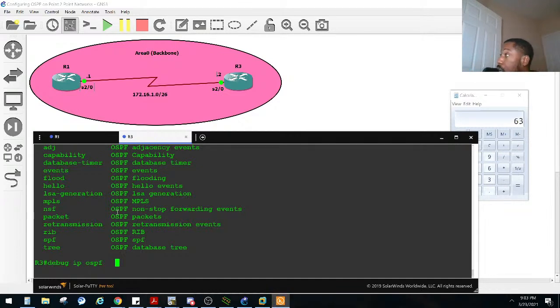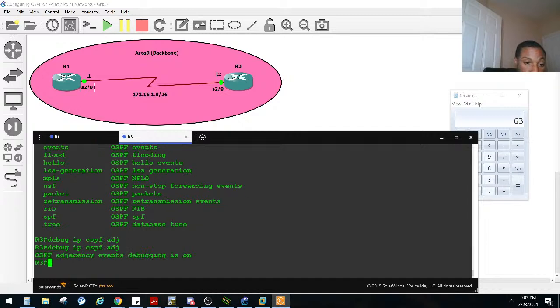So let's do this. Which one do y'all want to do? Let's do adjacency events, and then we'll check it out, right? So we're gonna do adjacency. And then let's check it out. Let's see what happens. There's no adjacency event going on right now. I don't think, because we'd have to actually shut it down and bring it up to see all of that. Right? So let's go ahead and do that.